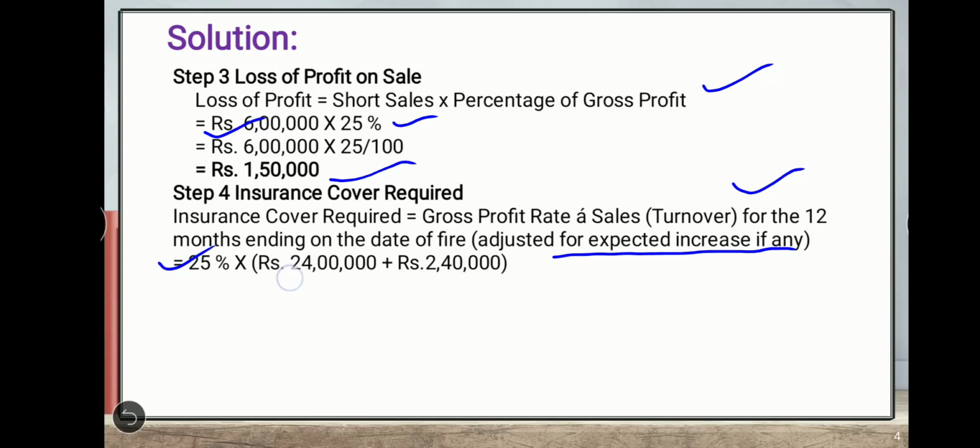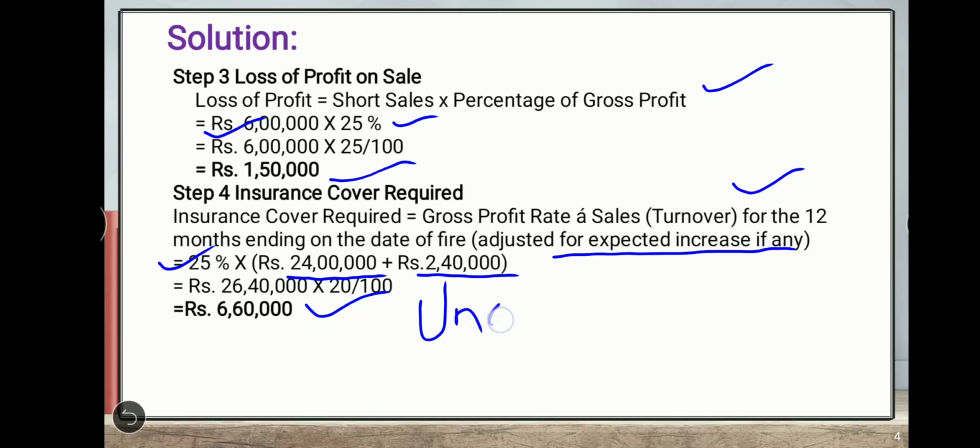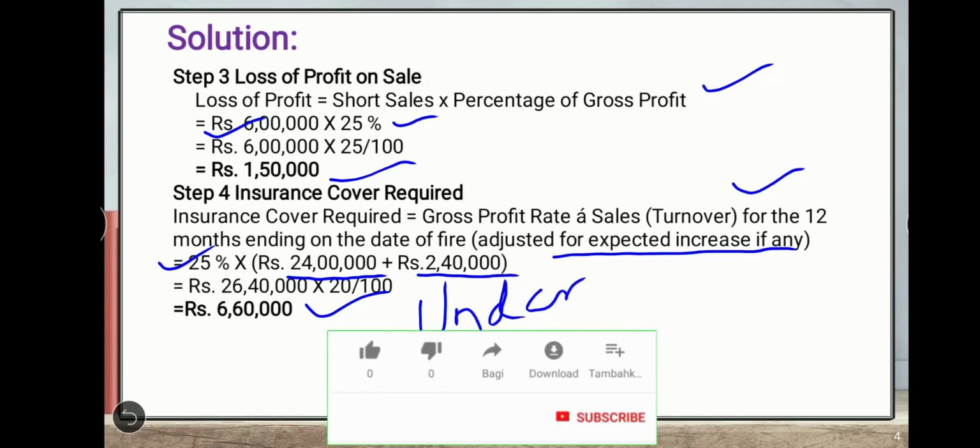Sales for the last 12 months 24 lakh. 10% of this we have to add. It means 2,40,000. So it will be 6,60,000. So insurance cover required is 6,60,000 and the insurance policy is taken for rupees 4,50,000. It means there is an under insurance. So there is an under insurance. It means average clause is applicable.